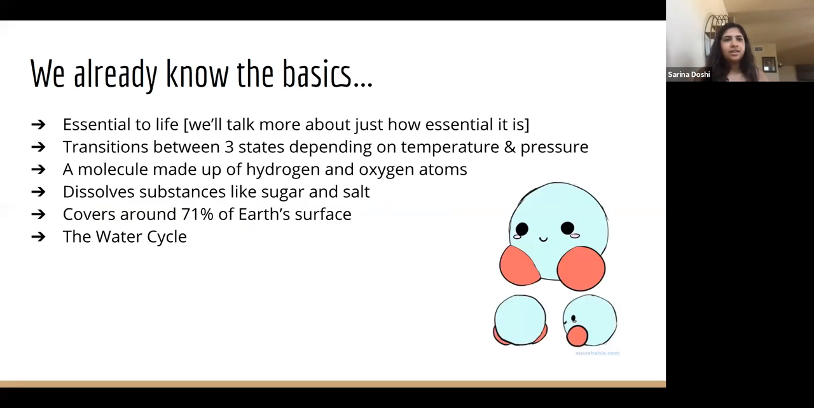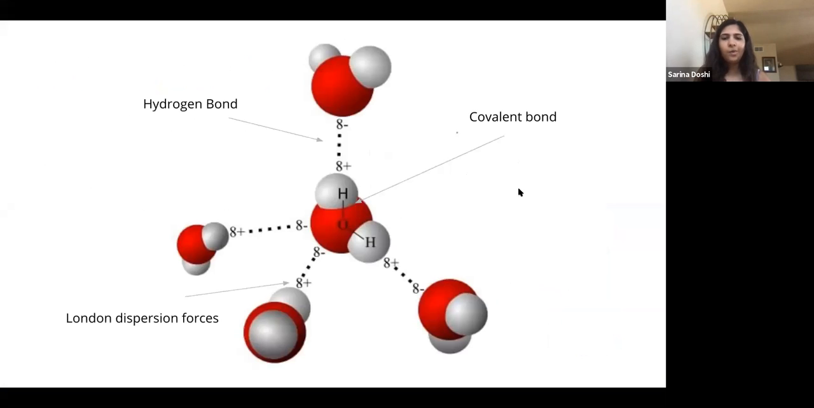So water. I'm pretty sure everybody here knows about water. I'm sure you've already had some today, but water is essential to life. It transitions between three states depending on temperature and pressure. We've got ice, water, and water vapor or gas, a molecule made up of hydrogen and oxygen atoms, as you can see in this really, really adorable photo that I found and had to put somewhere on this presentation. And it dissolves substances like sugar and salt, covers around 71% of the Earth's surface, and I'm sure we've all learned the water cycle in early elementary school. So let's go more in depth.